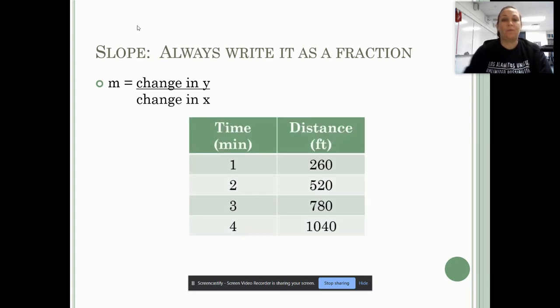Take a minute right now to copy this chart into your notes. This is called a T-chart or an XY table. In this problem, I did give you a context for the numbers. So my first column is time measured in minutes, and my second column is distance measured in feet.